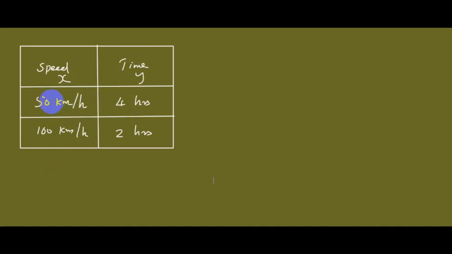That means this one is our x1 value, and this one is our y1 value. This one is our y2 value, like that. Now let us multiply x1 and y1, that is speed multiplied by time. x1 into y1 is equal to 50 into 4, that is equal to 200.